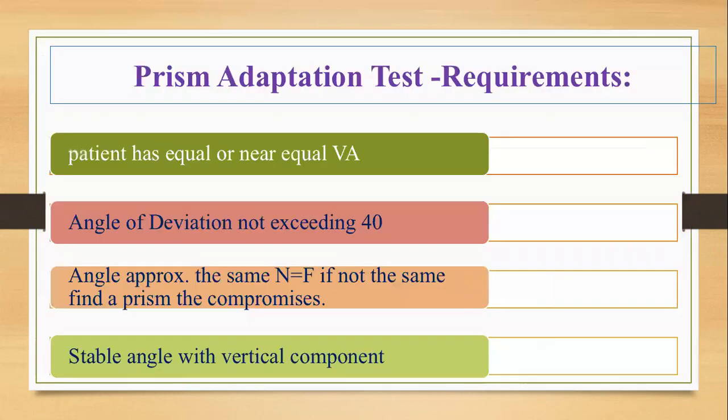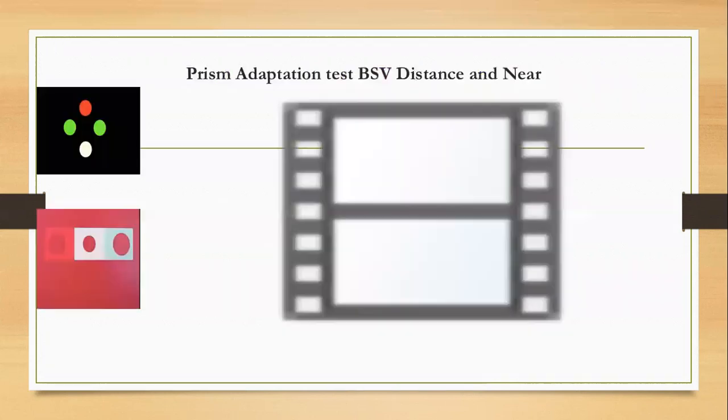So what are the prerequisites for PAT? The patient should have equal or near equal visual acuity. The angle of deviation should not be large. They should have approximately equal near and distance deviation, and there should be a stable angle with a very minimal vertical component.